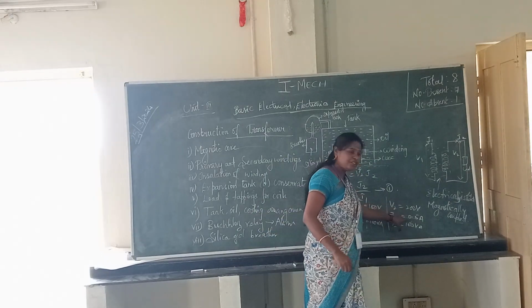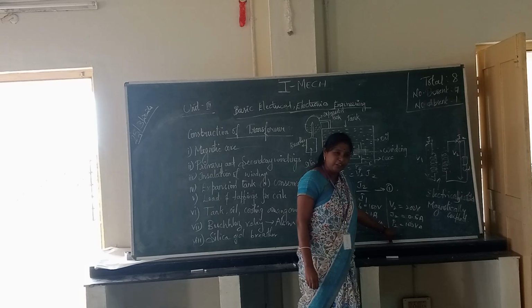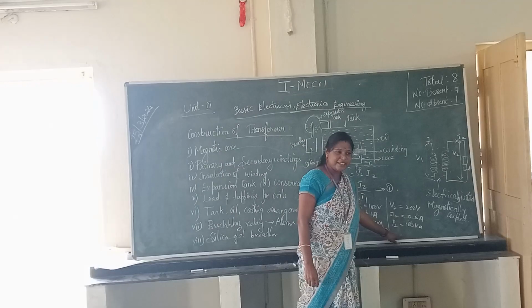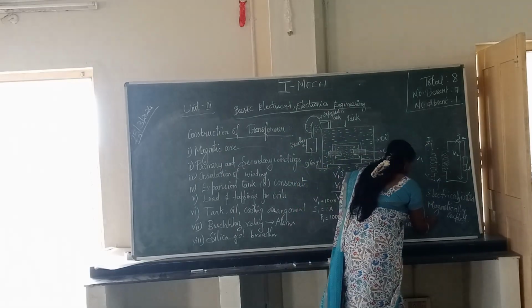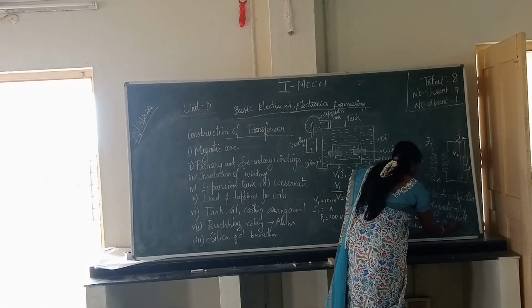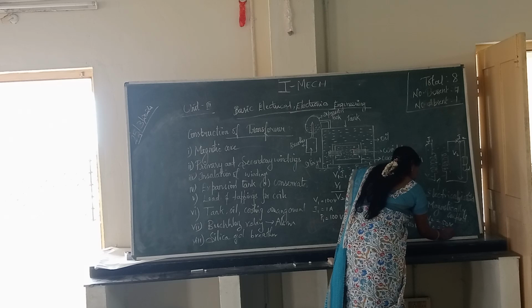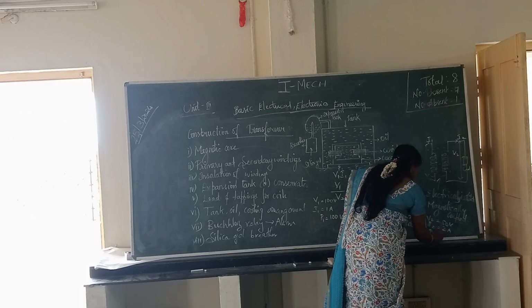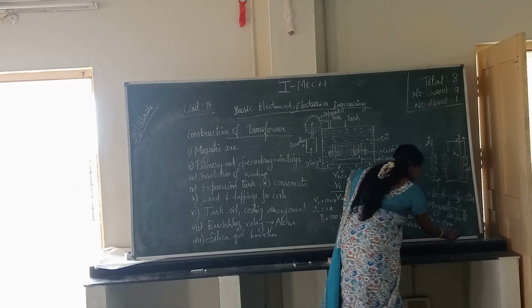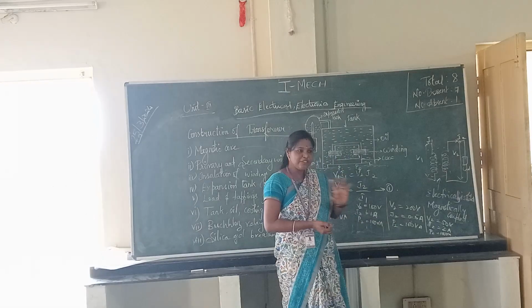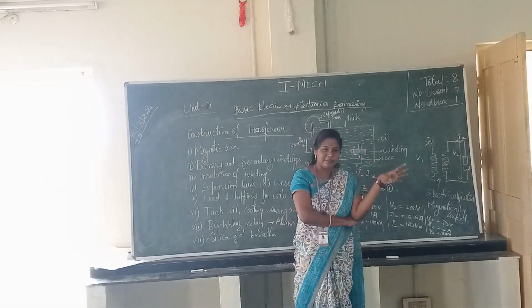Voltage increases, current should get reduced to make the power equal. You understand? Suppose if voltage V2 is 50 volt, what happens to power? I2 becomes 2 ampere, so the power always remains at 100 volt ampere. Power should be equal, that is the concept.